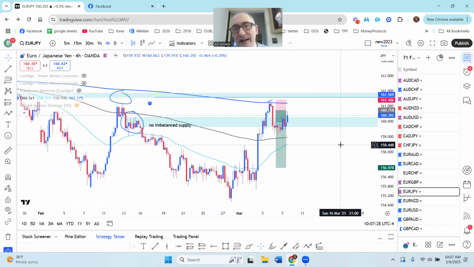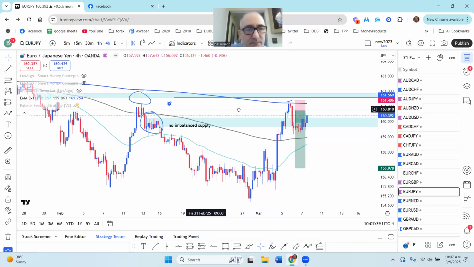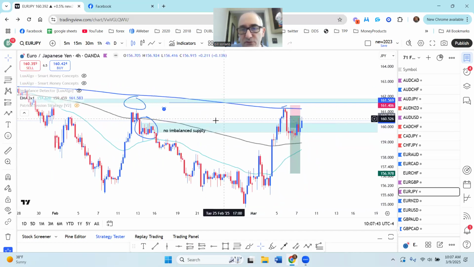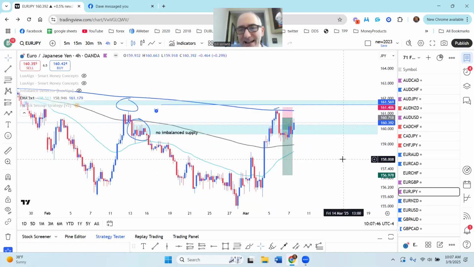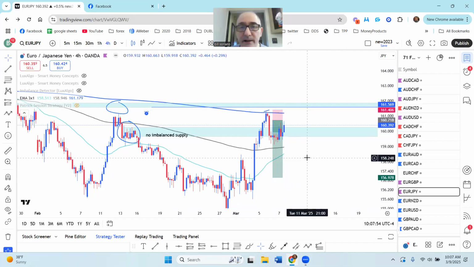This trade, though, was actually not a valid trade to take. I have it marked up here, but I just wanted to leave it like this to show you there's no imbalanced supply zone here. The imbalanced supply zone is all the way up here. So this trade would actually not be valid. And I have that marked up because it looks like it's going to eventually move up to that zone there. And had you taken this trade, you would have gotten stopped out at that 1% loss. So that's why I have that marked up still.